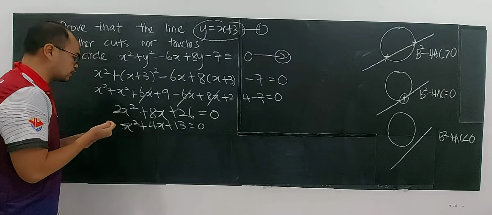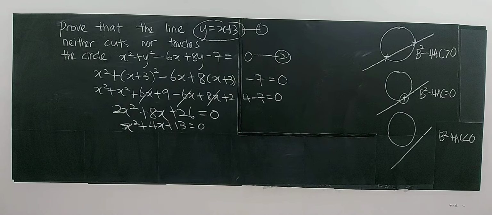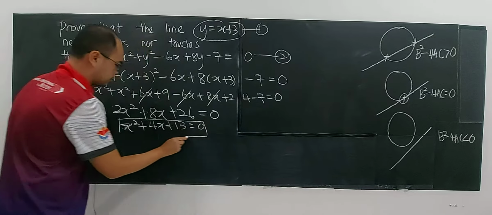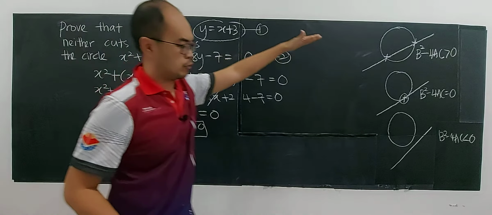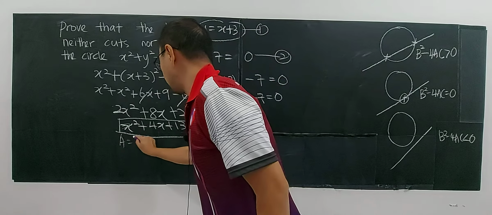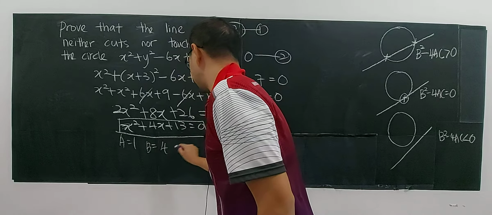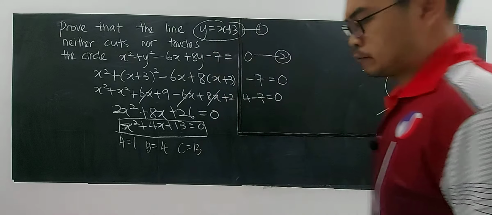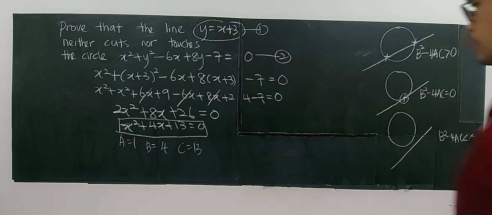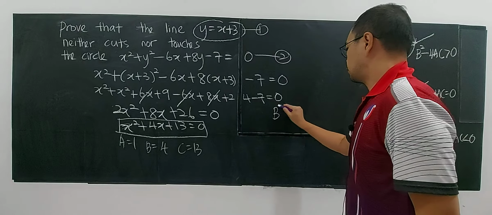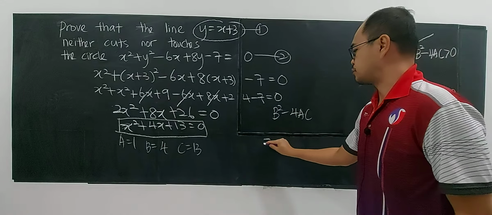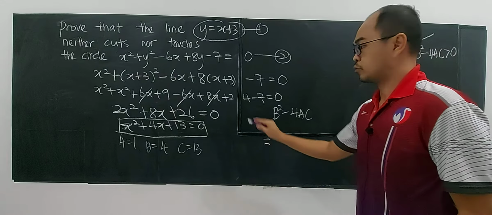Before we solve the equation, we can use this quadratic to identify which case it is, right? So a is 1, b is 4, and c is 13, the coefficients of x squared, x, and the constant. Then we use the discriminant b squared minus 4ac to verify the types of roots of this quadratic equation.